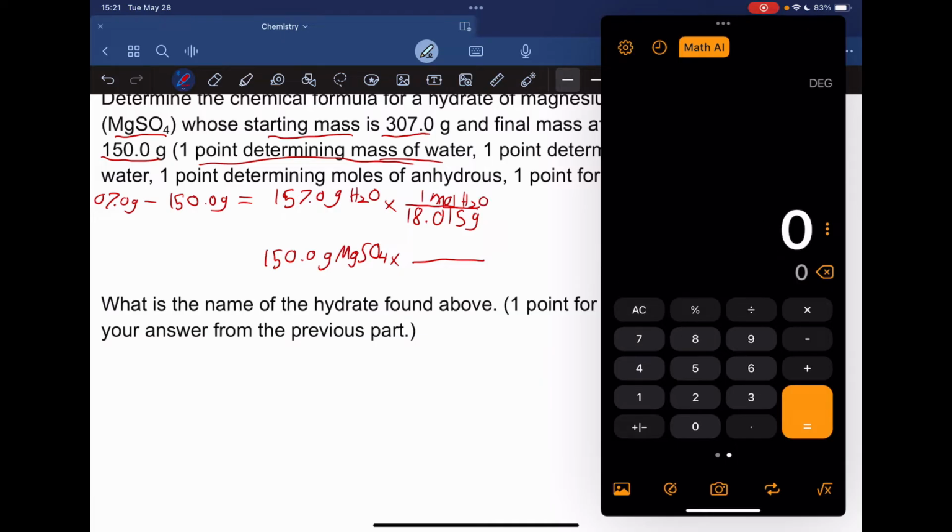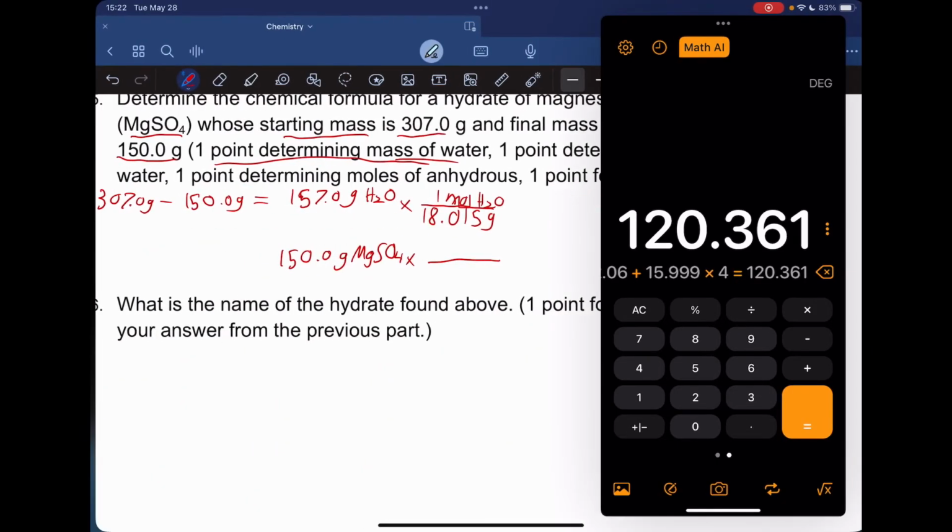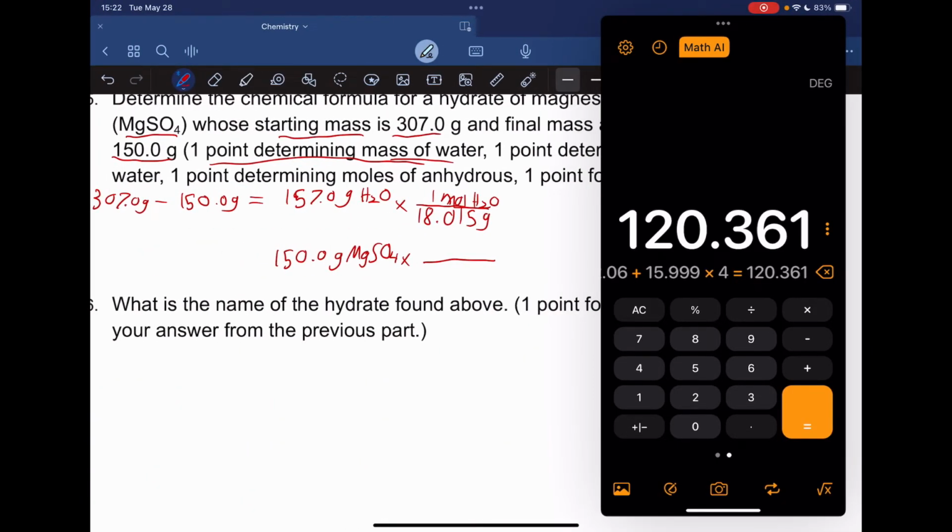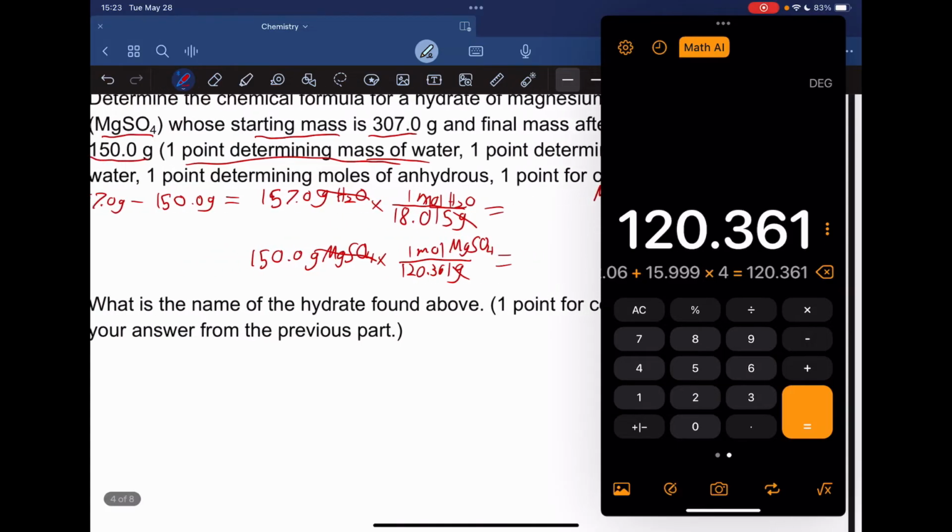And then we're going to need the same thing for magnesium sulfate. And there's our molar mass for magnesium sulfate. So molar mass is 120.361 grams for every 1 mole of magnesium sulfate. This cancels grams of magnesium sulfate, and the same thing with the water, and gives us moles. Let's calculate those numbers really quickly.